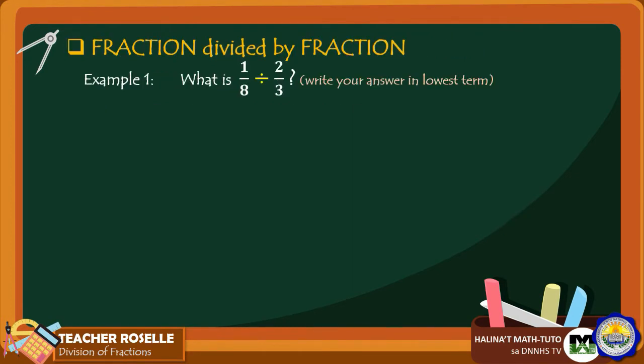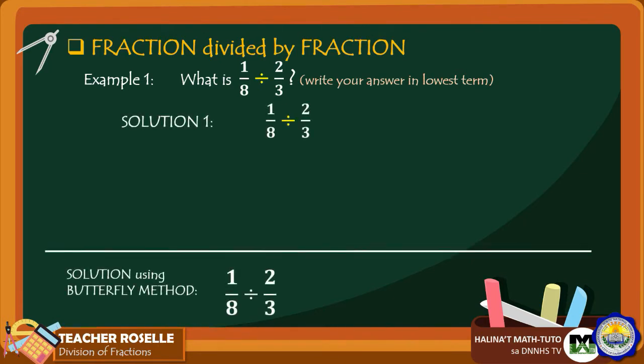Let's have example number 1, about dividing a fraction by another fraction. What is 1/8 divided by 2/3? For this example, I'm going to show you two methods to get the final answer. For the first solution, we need to copy the dividend or the fraction that needs to be divided. Copy 1/8. Next, get the reciprocal of the divisor. Just switch the positions of 2 and 3 to get its reciprocal, which is 3/2.